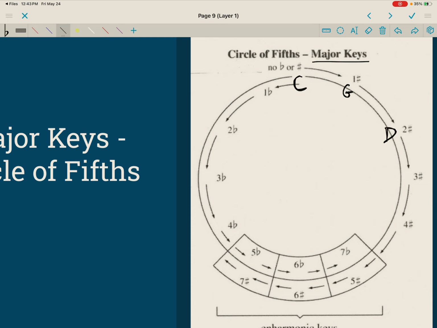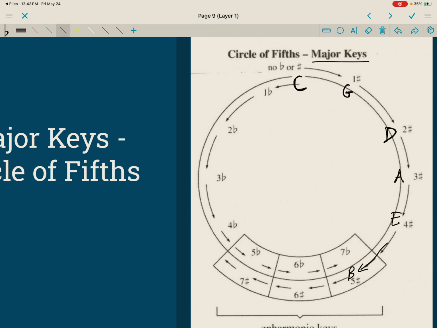Now counting up from D, we have D, E, F, G, A. A major has 3 sharps. A, B, C, D, E. E major has 4 sharps. Now I'm going to continue using my sharps down here. I have E, F sharp, G sharp, A, B.